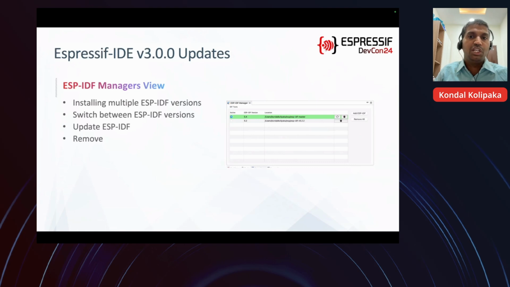Without leaving the IDE, they should be able to add multiple ESP-IDF versions within the Espressif IDE, and they can switch between them by just clicking a button. They can also update the ESP-IDF. If someone is making use of a master branch, they should be able to update it to the latest. We also offer cleaning up those existing versions, for example, remove and remove all. So we should be able to remove the specific ESP-IDF version which is configured in the IDE.